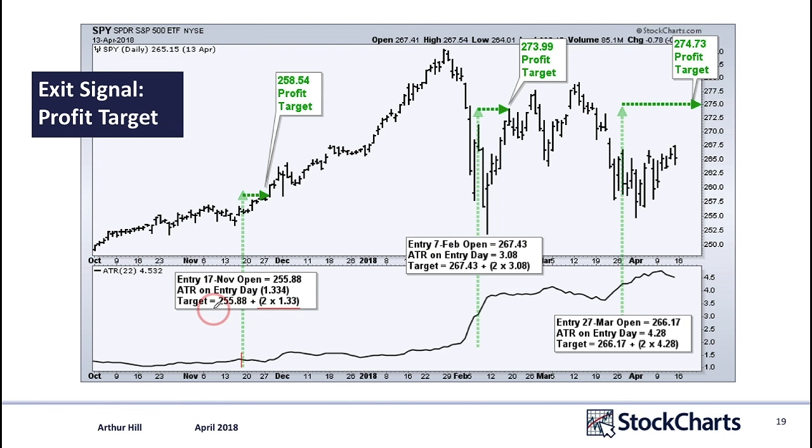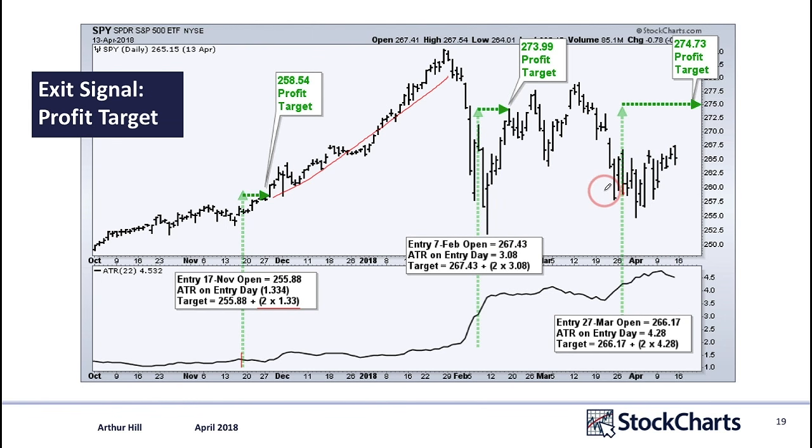a target. All right, so that target is going to be the entry price plus that average true range times 2. And you can see here, it didn't work out so good in November because you would have gotten stopped out and you would have missed that big run. But you can see here in February, you would have gotten in and you would have gotten out fairly close to the high. You wouldn't have picked the exact high. And then in March, you would have gotten in here and your exit would be around 275 going forward.